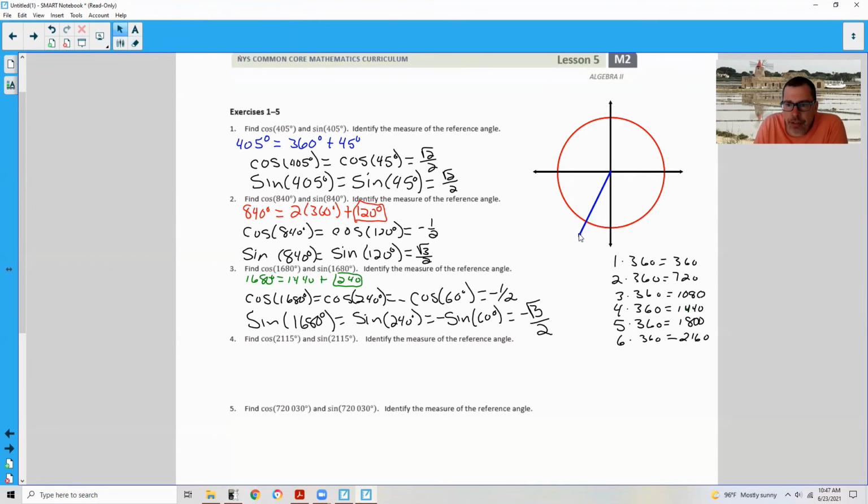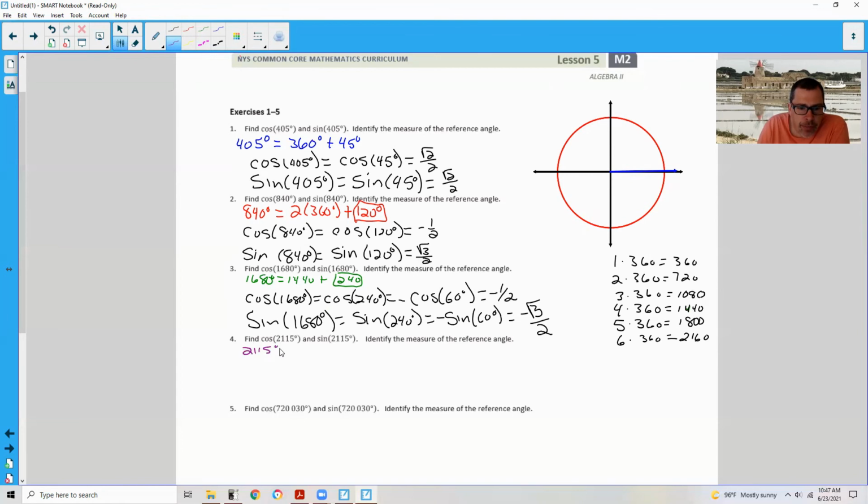So let me bring my reference, that is my initial ray, and where does it terminate? 2,115 degrees. It's more than 5 full rotations, but less than 6. So the first thing I would say is not the cosine, just the value itself first.